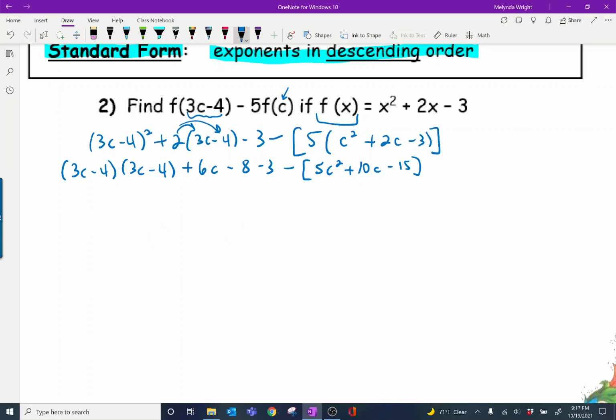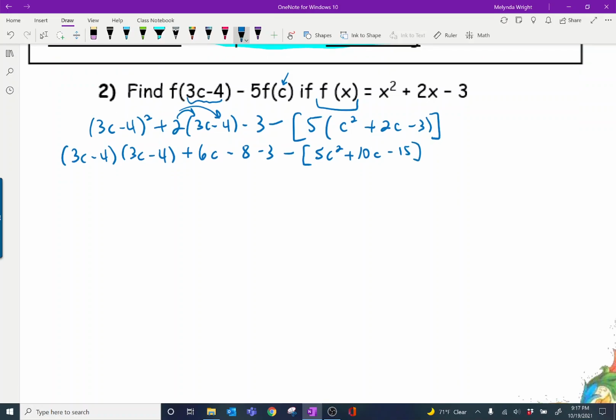Okay, making some headway. So we're going to have to FOIL the 3c minus 4 times the 3c minus 4. So let's FOIL that. So first, 3c times 3c is 9c squared. Outside, negative 3 times 4 is 12. Inside, negative 4 times 3 is negative 12 plus 16. Okay, great. Plus 6c. I'm going to go ahead and do minus 8 minus 3 is a negative 11. And now let's just distribute that negative inside this last parenthesis so we can lift the parenthesis. So minus 5c squared minus 10c plus 15. Whew, that's quite a bit.